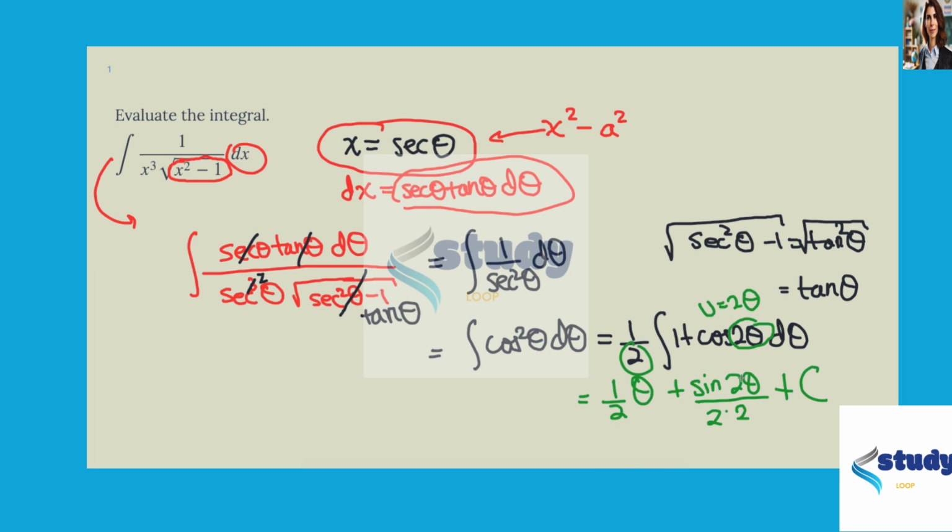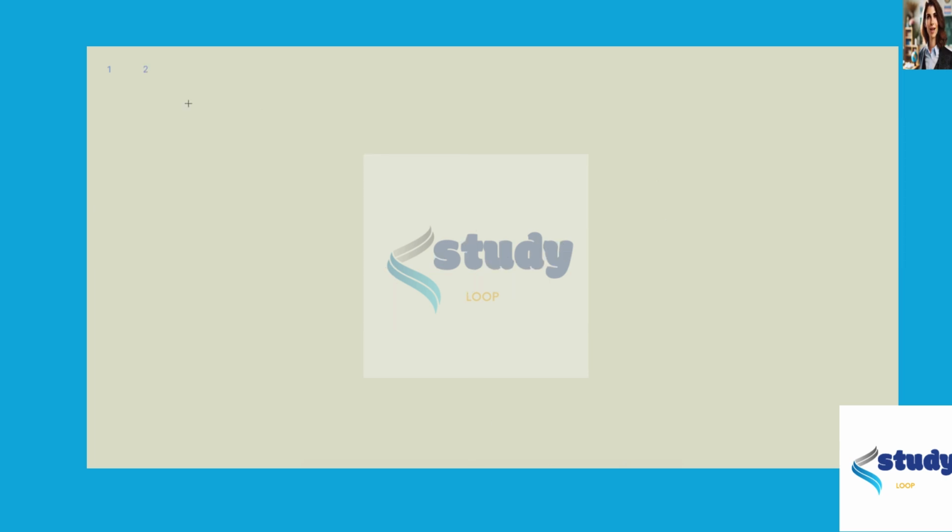And then here, we can rewrite this using the double angle formula for sine. And then we could cross off that 2 with one of the other 2's. So we have 1/2 theta, so let me just write that as theta over 2, and then sine theta cosine theta over 2 plus c. Now let's evaluate each of these 3 terms.